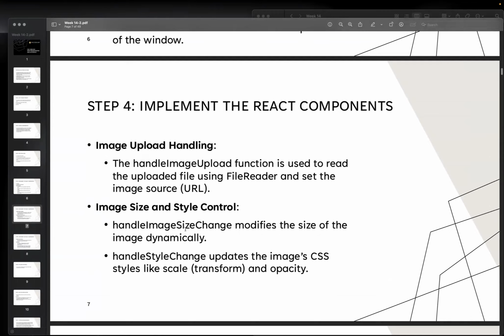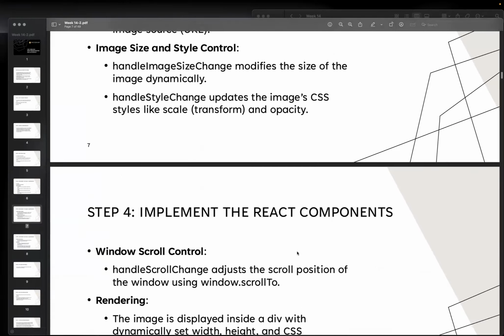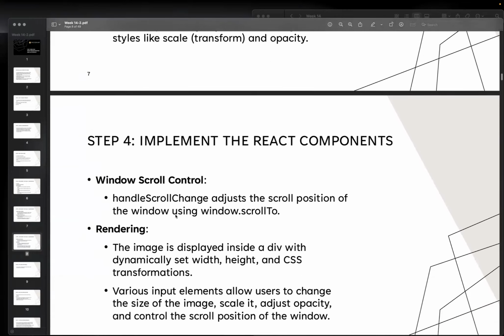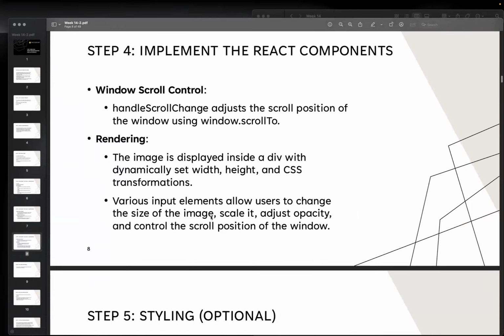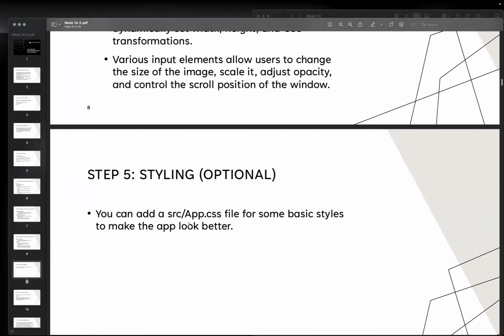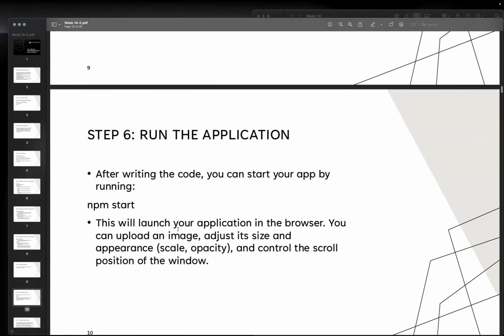So we modify the size of the image dynamically. Also, we can change the CSS like the scale or transform and opacity. So all these, and also we can control the window scroll, or re-rendering all this content. And finally, you can touch the App.css file to change some styles, make it look better. After that you can just start the project.